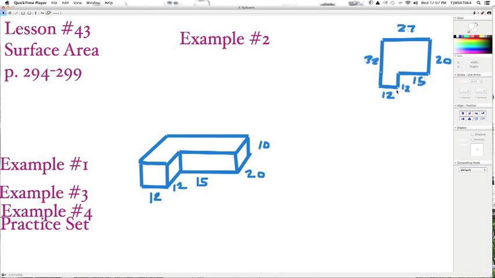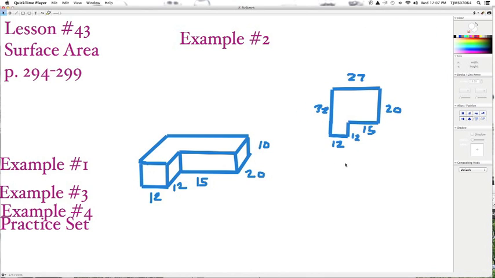And the shortcut for finding lateral surface area is taking the perimeter and then multiplying it by the height. So we know that this side is 27. We know that this side is 20. We know that this side is 32. We know that this side matches up here, it's 12. This side is 12. And this side matches up here, it's 15. So if we walked all the way around and added those up, we would come up with 118 feet.